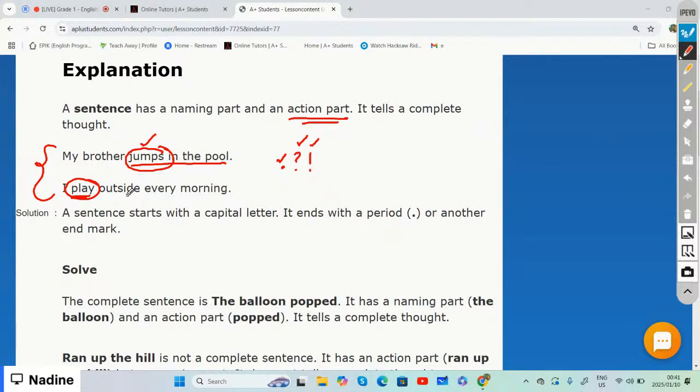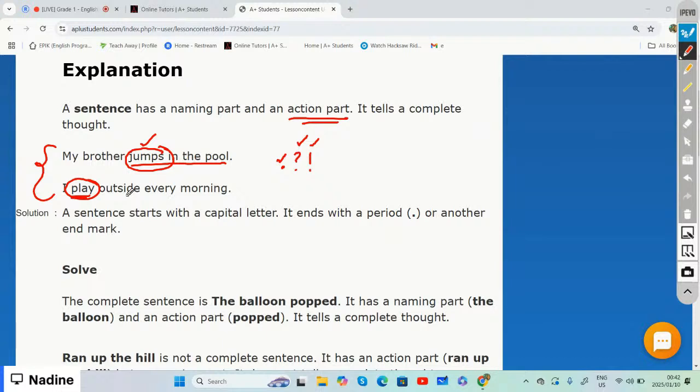Like I am the naming part, right? Miss Nadine is the naming part because I am doing something. I'm talking, I'm teaching, I'm tutoring. So I'm the naming part. You are the naming part. Your name, or the boy or the girl, that's the naming part. Why? Because you are listening. You're doing something. What are you doing? You're listening.